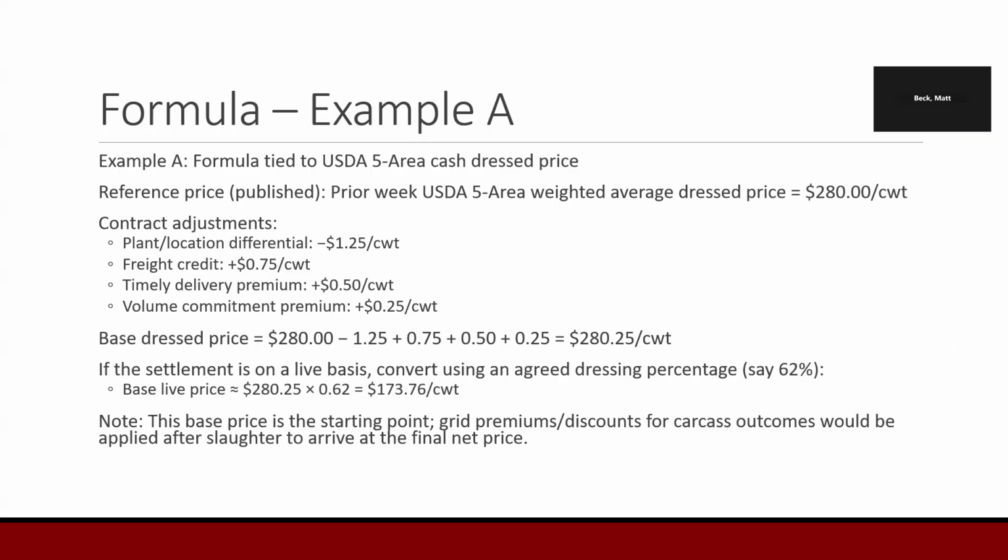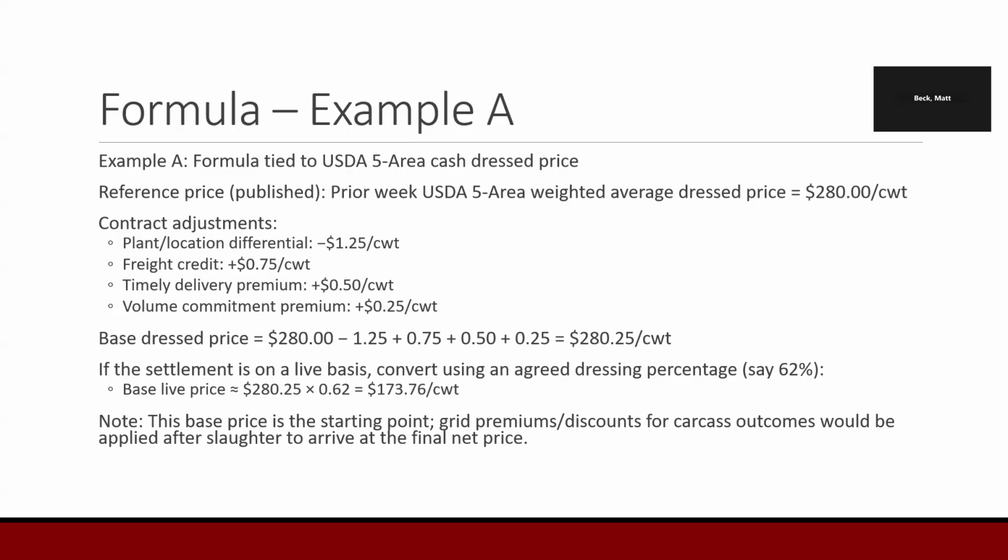Timely delivery premium. So if they show up on time, they'll give us 50 cents a hundredweight. Volume commitment premium. So based off the number of cattle we're sending them at this time, they may give us a premium, 25 cents a hundredweight in this example. So our base dressed price, 280 minus $1.25 plus 75 cents plus 50 plus 25 is $280.25 per hundredweight.